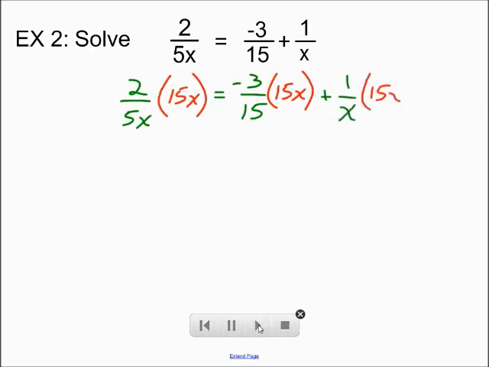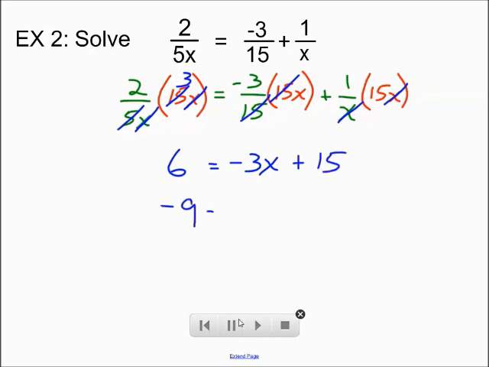And then when I go ahead and simplify each term by multiplying, first one, the 5's and the x's cancel out. You're left with 2 times 3 is 6. On the second one, the 15's cancel out. You're left with negative 3 times x is negative 3x. And on the third one, the x's cancel out, so you're left with 1 times 15 is 15.